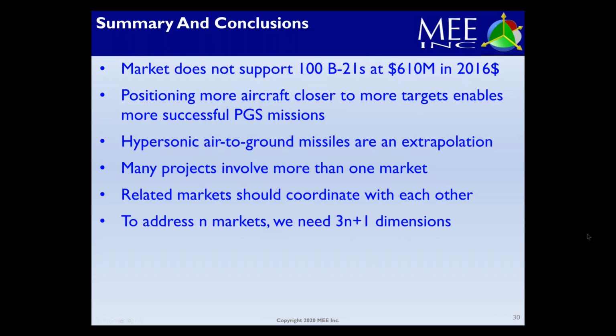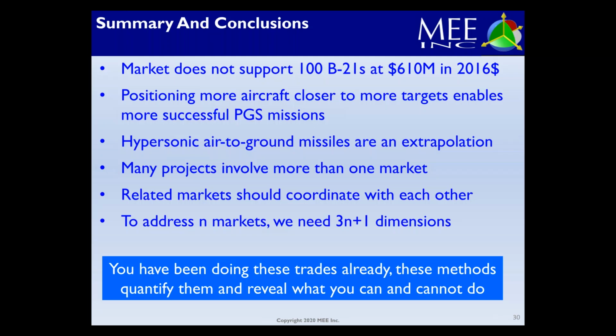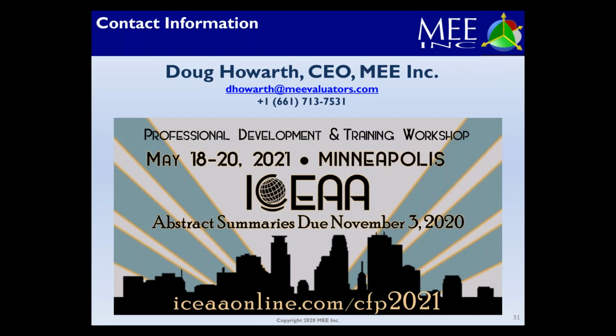The hypersonics that we saw are an extrapolation, and in the armed services and any other project you do, in fact, in your household, many markets compete with other markets. You can get a higher horsepower car. It's more fun to drive. It takes more gas. It creates more insurance. So there are trades across 3 markets then. So you've been doing these trades your whole life, and these methods shown here allow you to quantify them and to reveal what you can and can't do. And so with that, I will turn it over to questions.